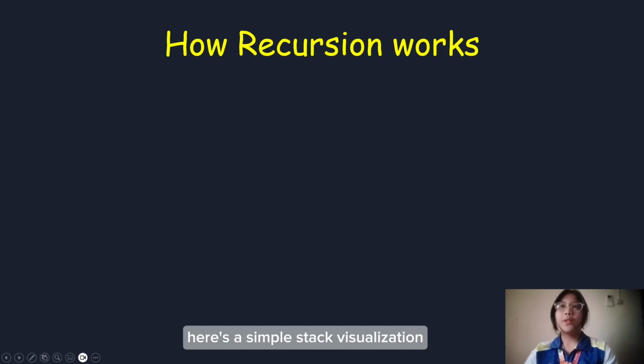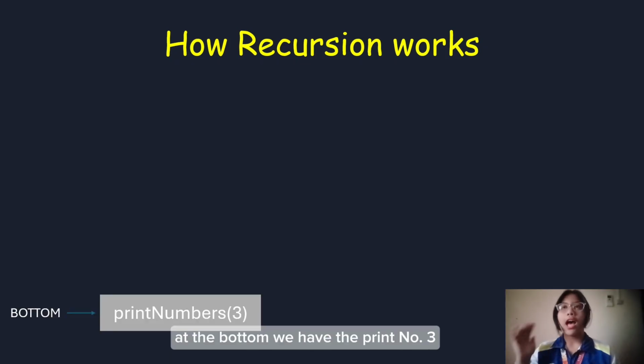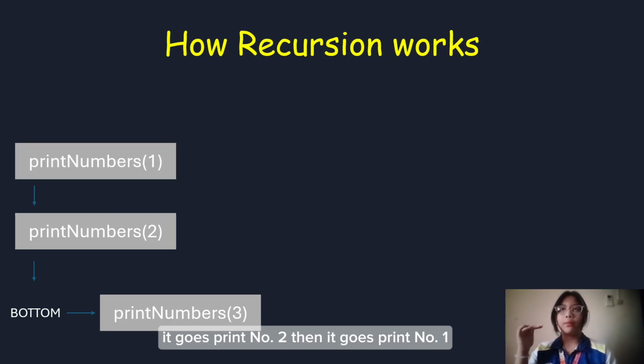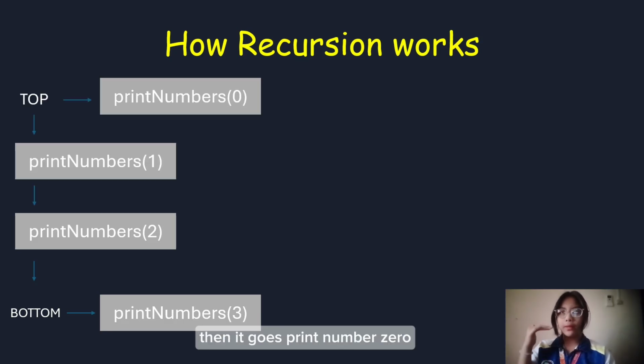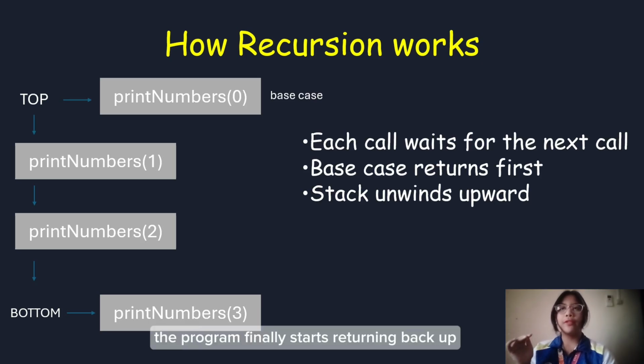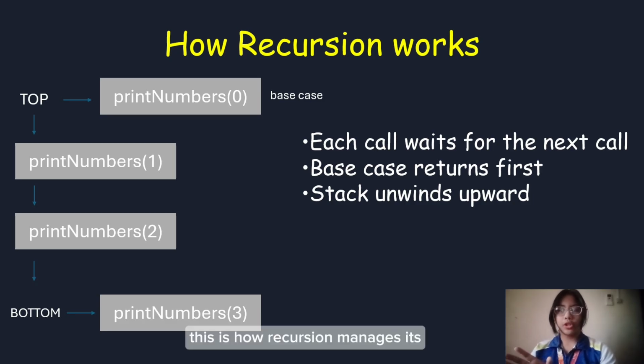Here's a simple stack visualization. At the bottom, we have print number 3. It goes print number 2, then print number 1, then print number 0. And this is the base case. Once the base case is reached, the program finally starts returning back up. This is how recursion manages its memory through the call stack.